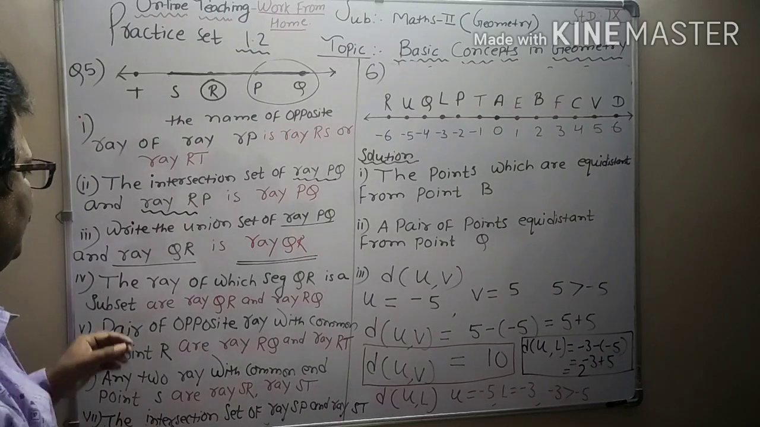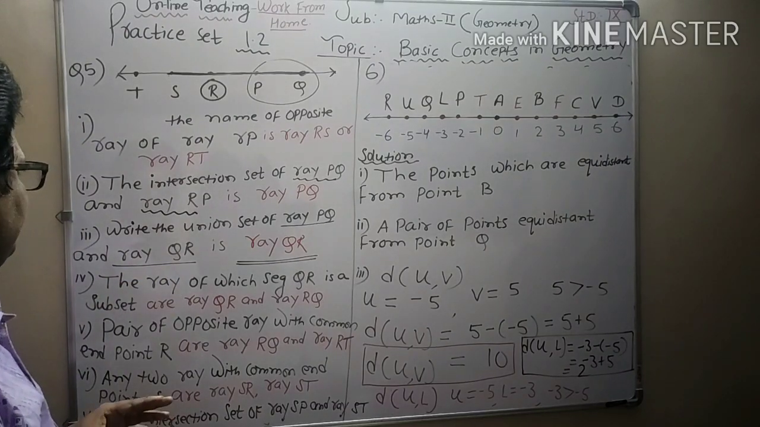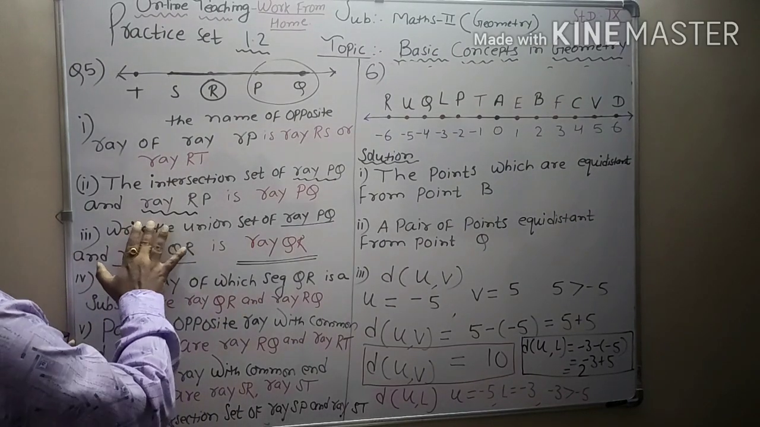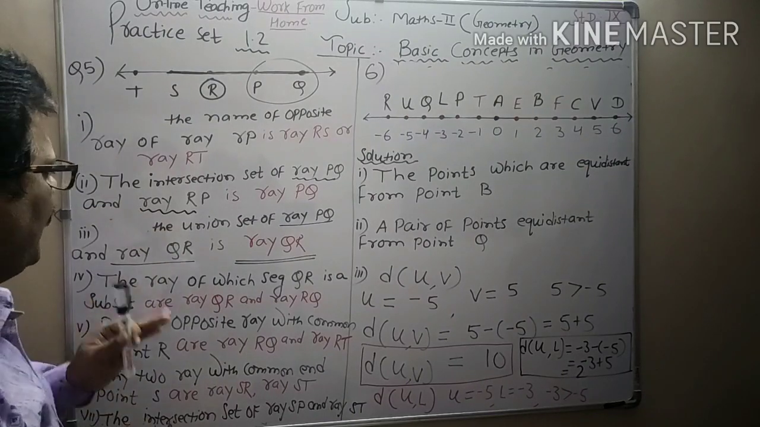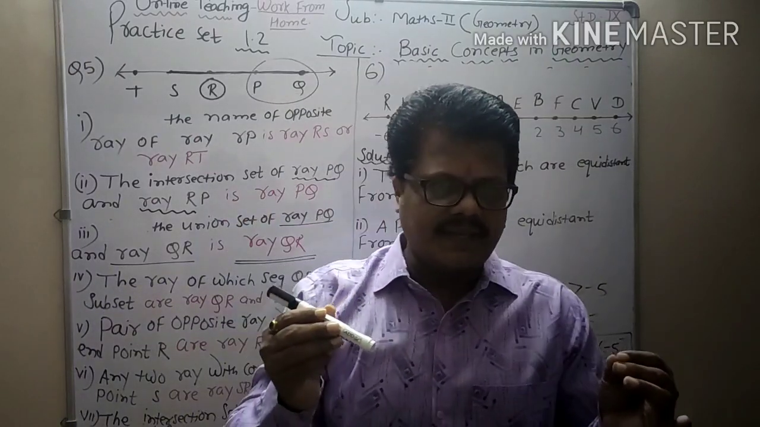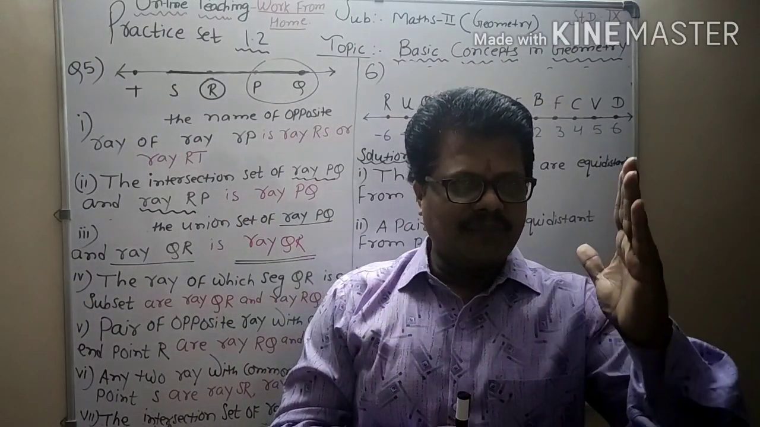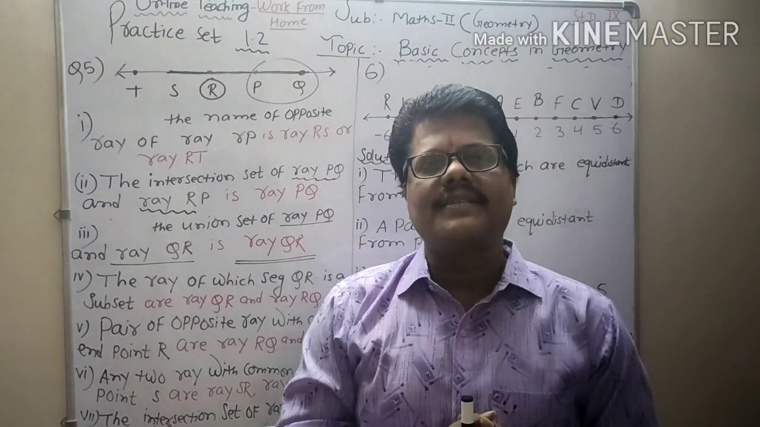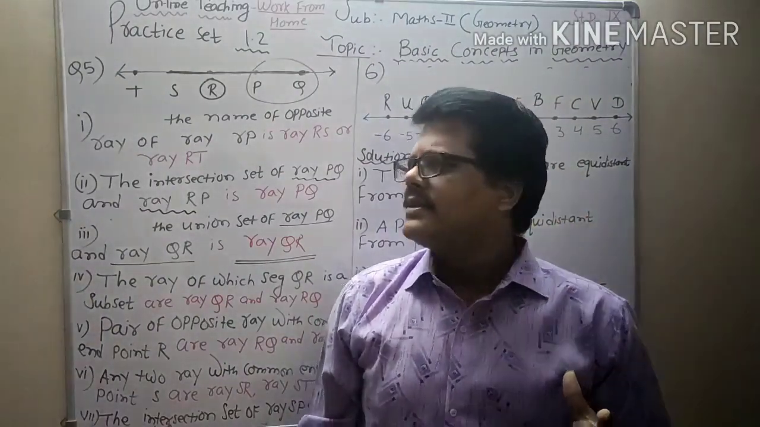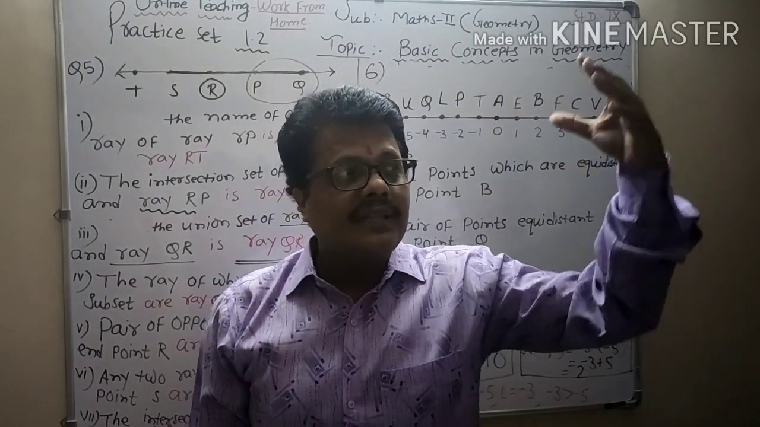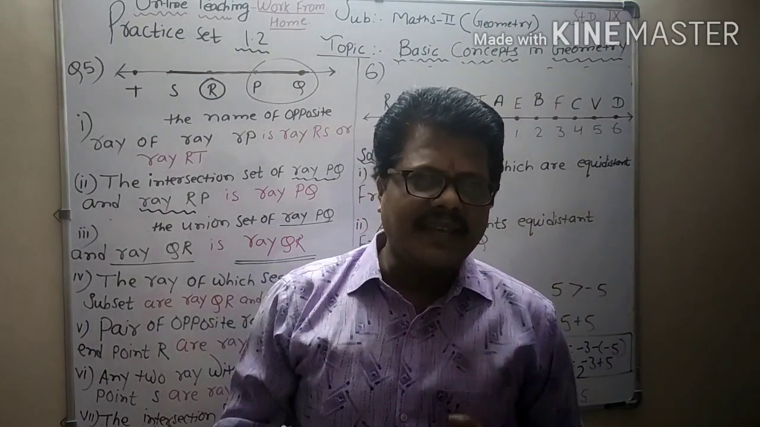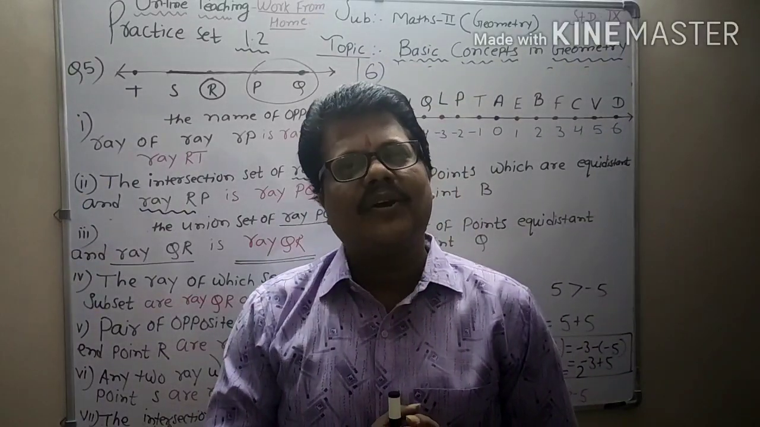Now come to the fourth one. The ray of which segment QR is a subset. Again it is the wording of sets from the lesson on sets. We have studied set, subset, proper subset and all other things. In simple words, subset means part of the bigger set. Like Mumbai is a set, then I can say Sion Koliwada is a subset of Mumbai.